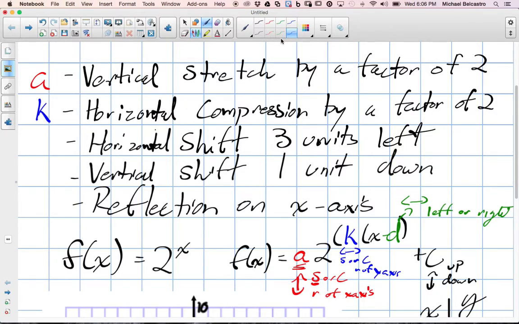Horizontal shift 3 units. Horizontal shifts deal with our D value. And a vertical shift downwards. Vertical shifts are C. And finally, a reflection on the x-axis. Well, if we look at our little rules here, and they aren't written so nicely, the x-axis reflections are, again, our A value. So quickly, we can already see what numbers are going to refer to what letters.